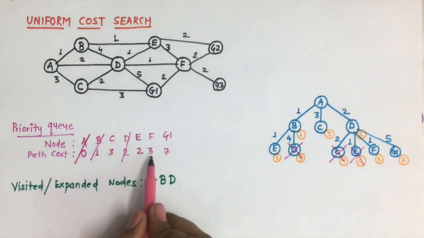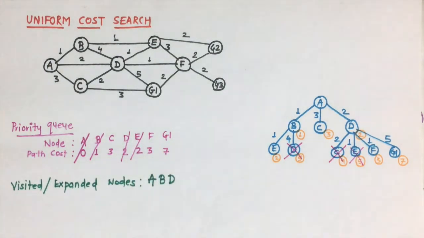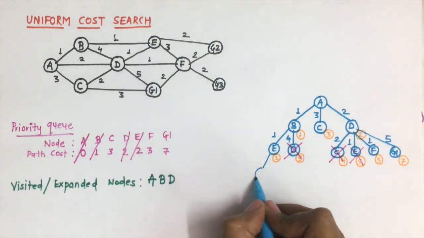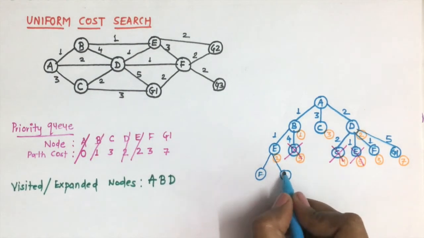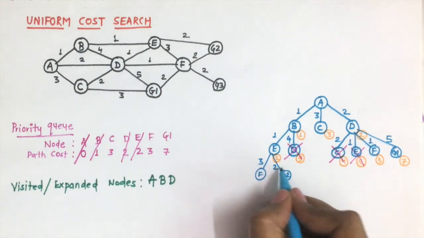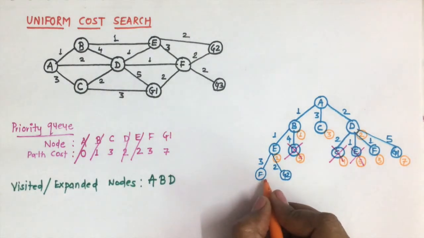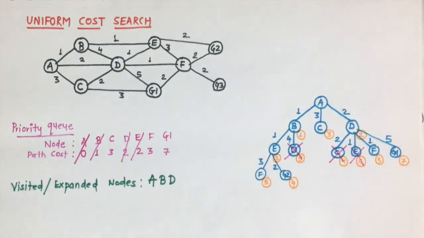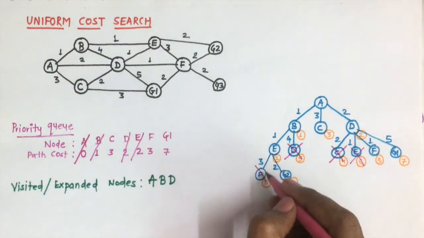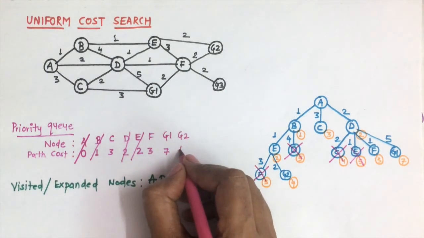Now one node will be popped from the queue. E is the node with the lowest path cost, so E will be popped from the queue. The E will be expanded as it is not a goal state. There are 4 adjacent nodes to node E. These are node B, node D, node F and node G2. B and D are already visited or expanded, so only F and G2 will be considered. F is already in the queue, so its path cost will be checked. And node G2 will be added to the priority queue.